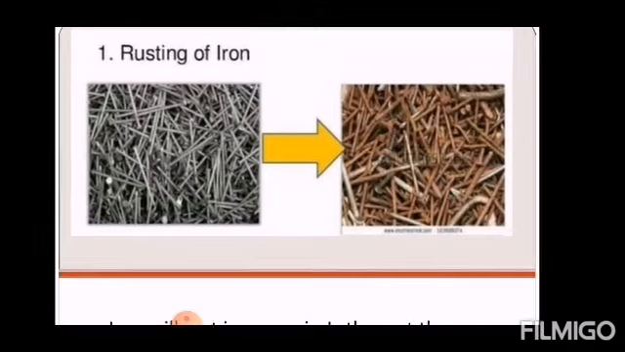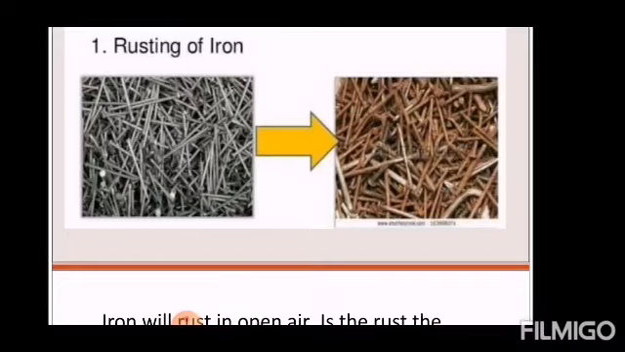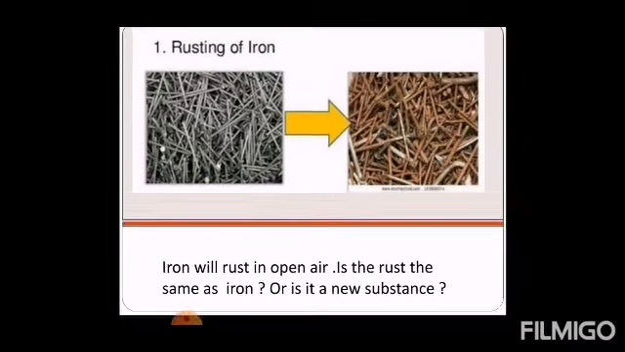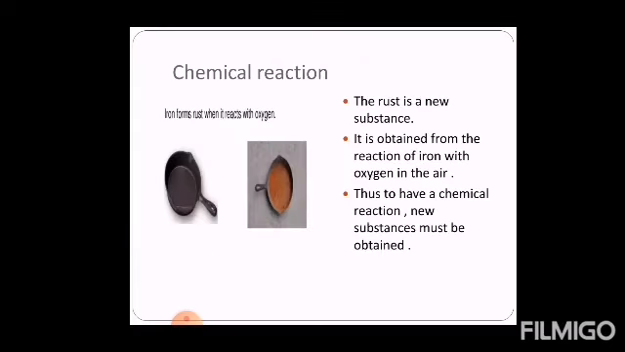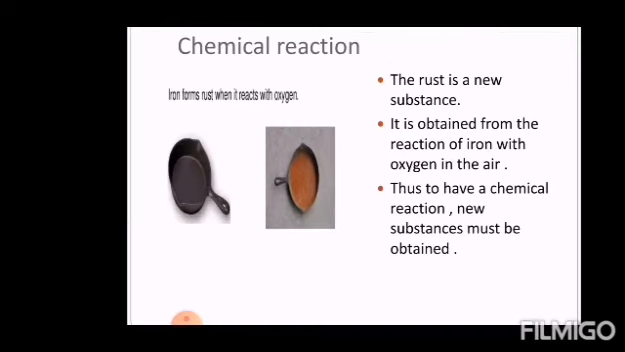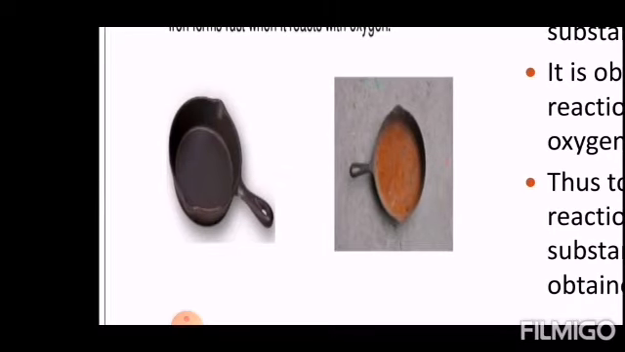Of course, the iron key or any substance made up of iron will rust in open air. Is the rust the same as iron, or is it a new substance? The rust, of course, is a new substance different from iron. How did the rust come? The rust is obtained from the reaction of iron with oxygen in the air. So, when I leave iron in open air, it will react with oxygen and it will form rust.